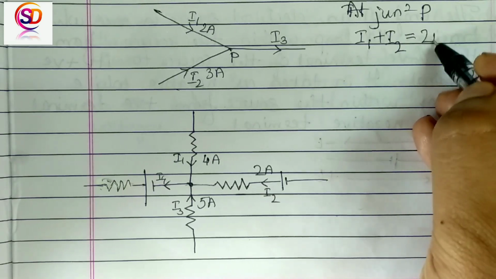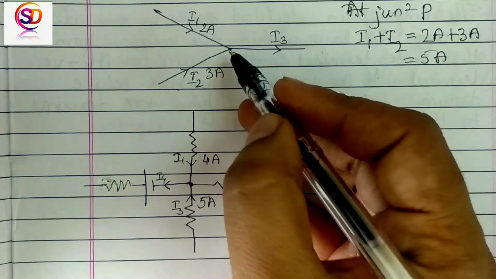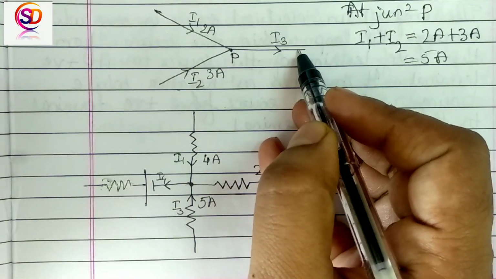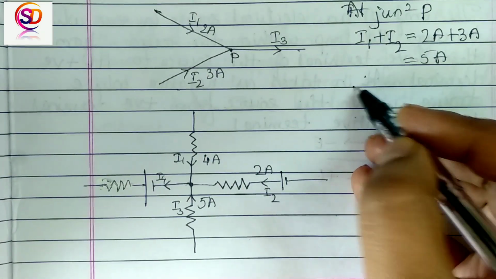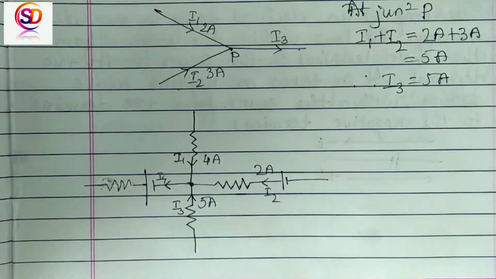So it became 2 ampere plus 3 ampere. So it became 5 ampere. So the total combined current flows through I3. So that's why I3 became the sum of these two, that is 5 ampere.